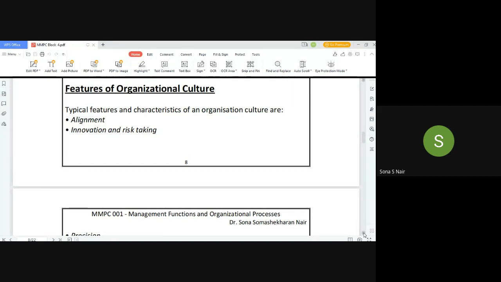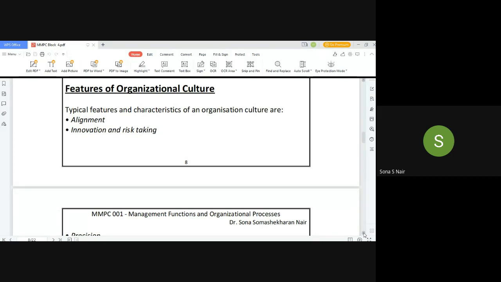So the first thing is alignment. What do you mean by alignment? Like the alignment of the wheels. If all wheels are aligned together, the car runs smoothly. Here we are talking of the alignment of individuals in the organization to the goals of the organization. Are they aligned? Do they understand what has to be done, and how they are related to the goals of the organization? If that alignment is there, the culture is good.